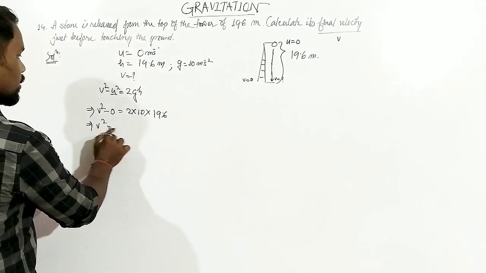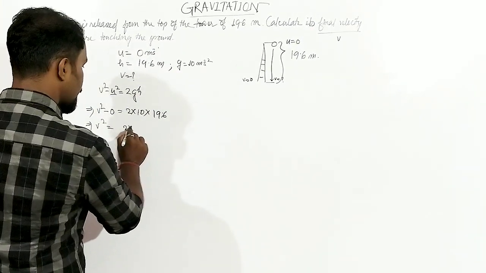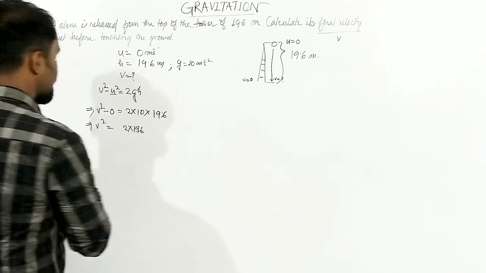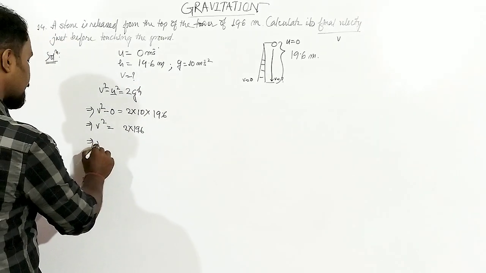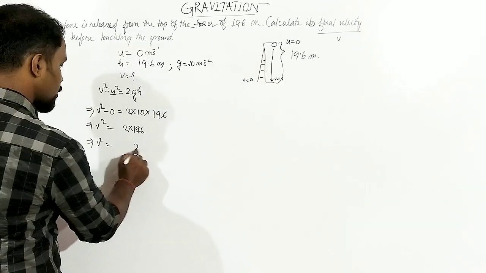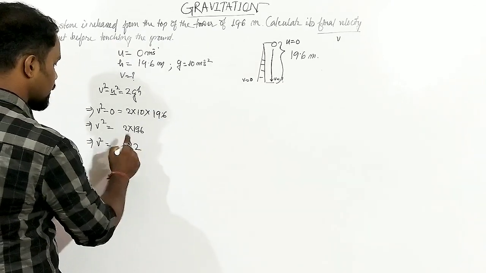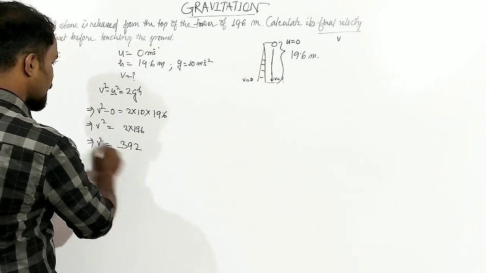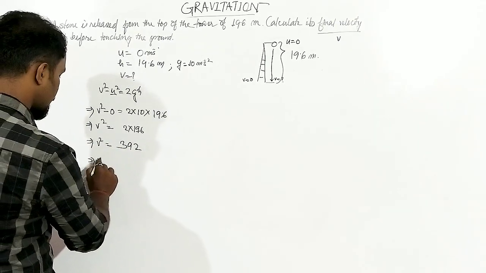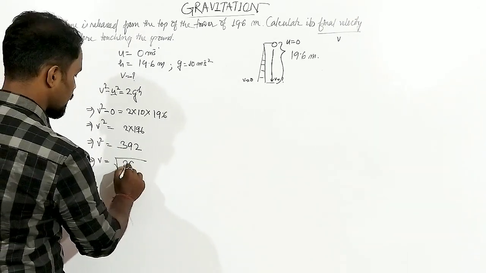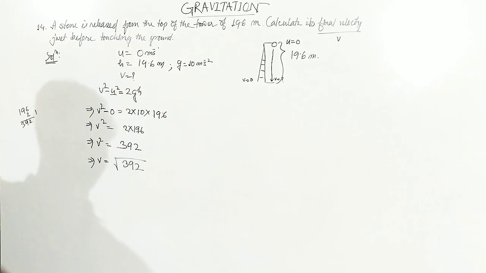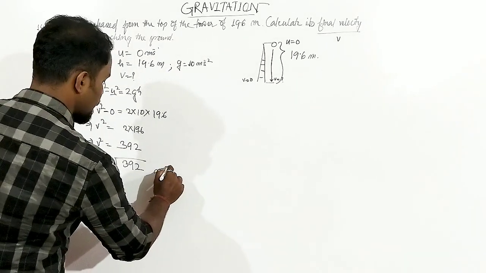So v square is going to be how much? 2 into 196. Okay. So again we have to multiply it. v square equal to 392. So now we have to take the root over. So the unit is going to be meter per second.